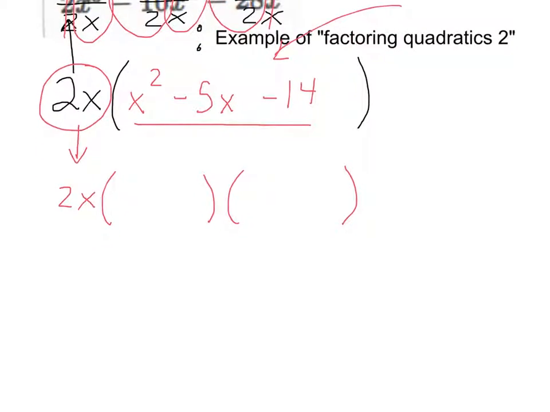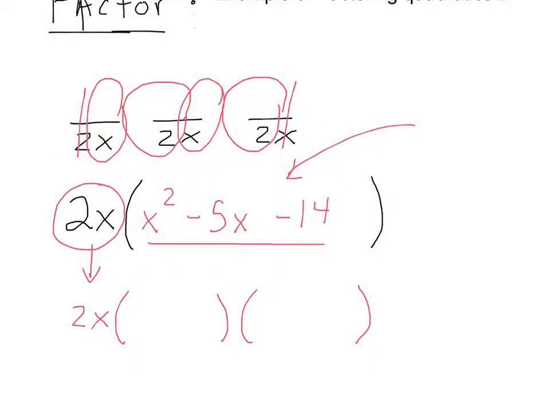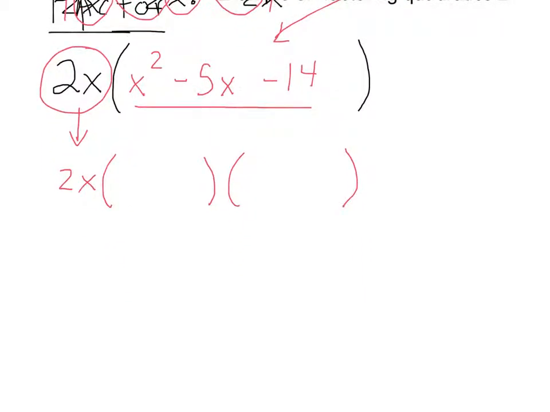Okay, so I've moved the problem up to give us some space down below. And so let's factor what's inside this parentheses right here. Okay, now what times what equals x squared? Well, x times x equals x squared. Remember the first term in each binomial, the first term in this binomial and the first term in this binomial, when you multiply the first term in each one, has to give you the first term in the trinomial.